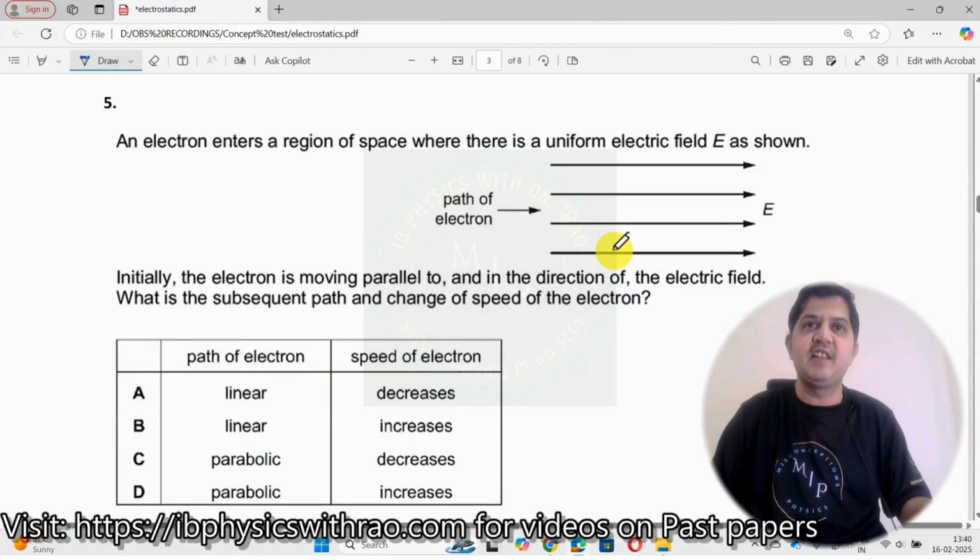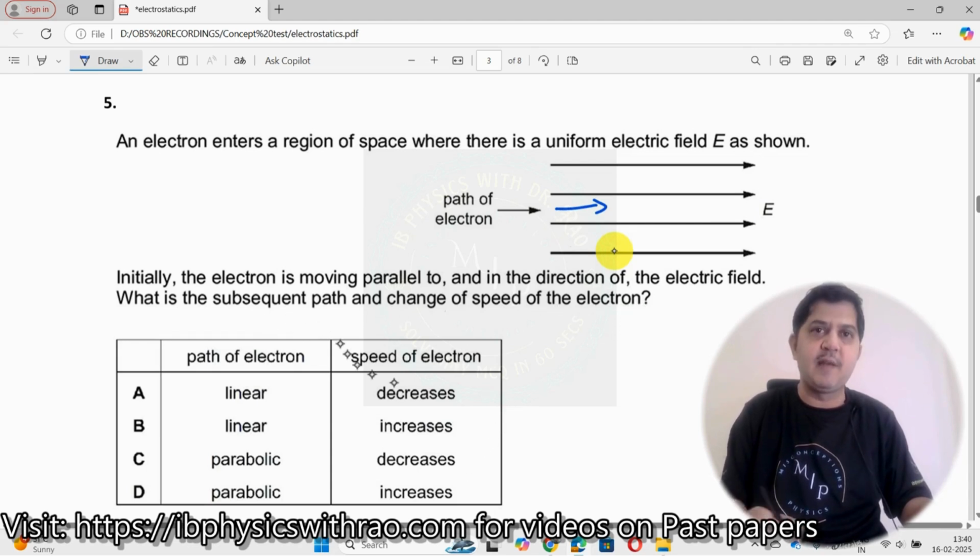An electron enters a region of space where there is a uniform electric field. There is an electron which comes inside. Initially, the electron is moving parallel to the direction of the electric field. So it is moving parallelly like this. What is the subsequent path and change of the speed of the electron? What happens to the path?